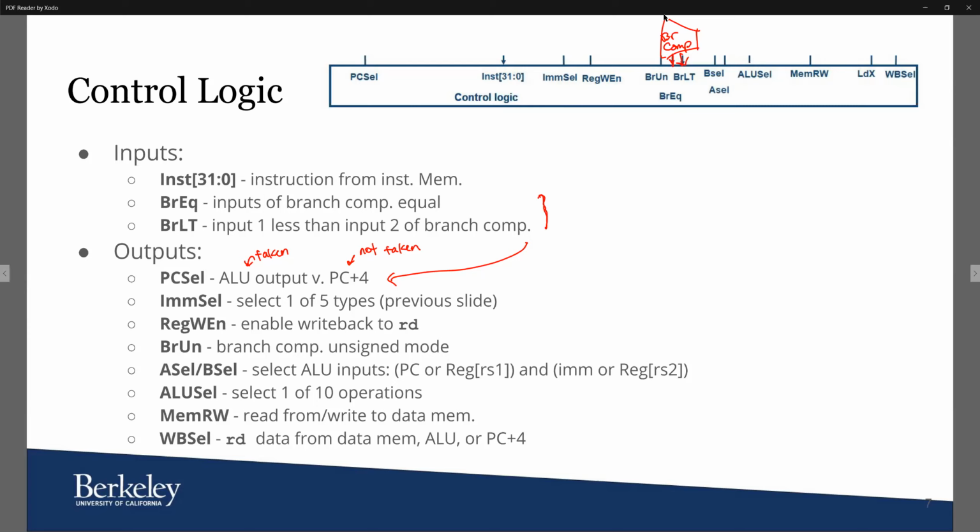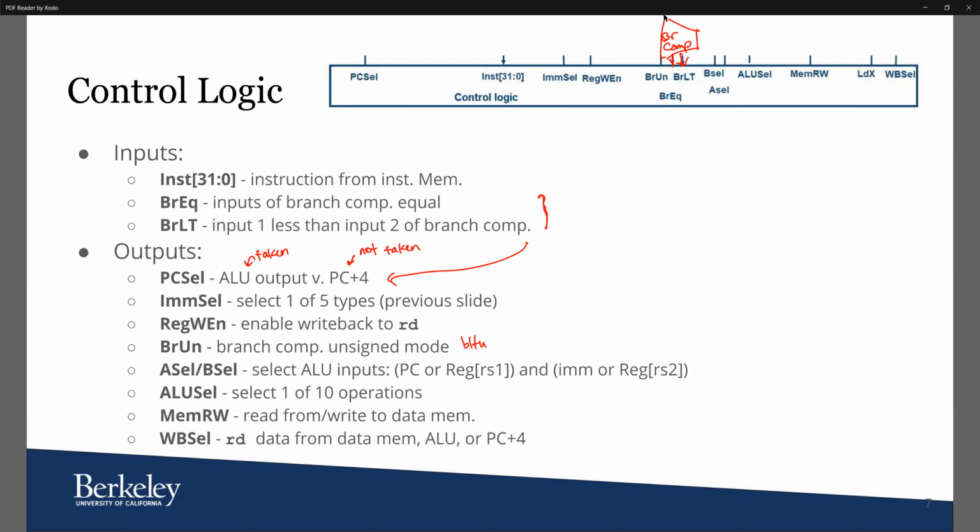Immediate select, we discussed on the previous slide. You select one of 5 types. The reg write enable enables write back to the reg file. BR un is just telling the branch comparator to be in unsigned mode. And then A and B select are the two muxes that give the proper inputs to the ALU. You can either have PC or register 1, and then the other input would be immediate or register 2, and those are your only options.